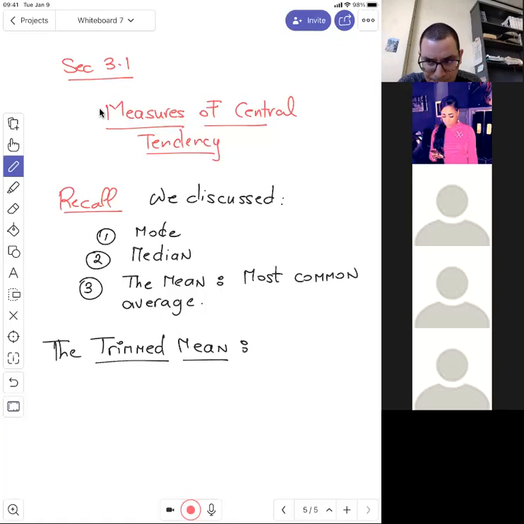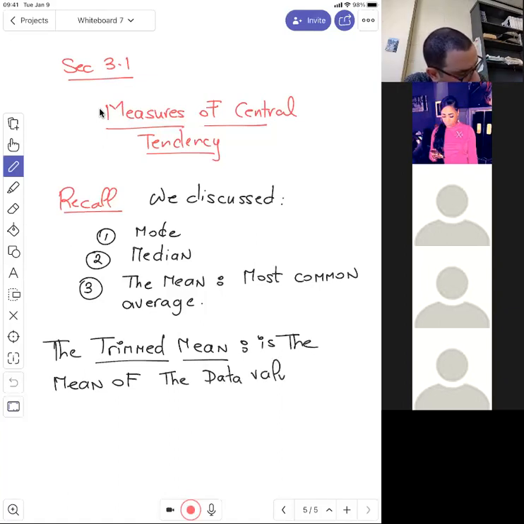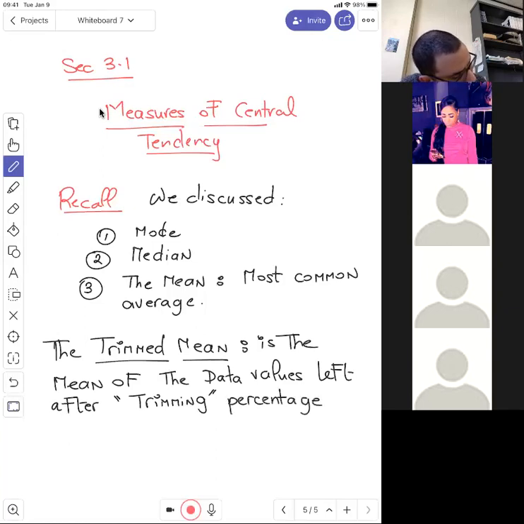That's the mean of the data values left after trimming a percentage of the smallest and largest values of the data.